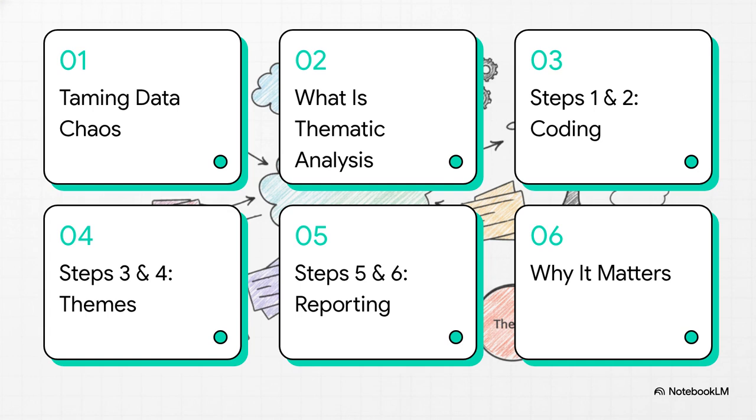Well, here is our structured roadmap to take you from that chaos to total clarity. We'll be walking through: 1. Taming qualitative data chaos. 2. What is thematic analysis? 3. Steps 1 and 2 on coding. 4. Steps 3 and 4 on themes. 5. Steps 5 and 6 on reporting. And 6. Why thematic analysis matters.